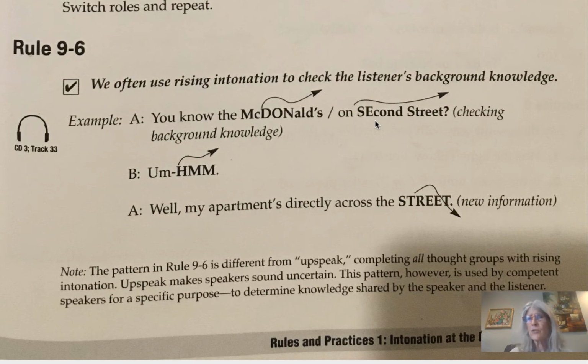Now, if I'm sure that they know, I could say, you know the McDonald's on 2nd Street. See? If I'm sure they know, I'm going to drop my voice because I'm making more of a statement. But if I'm pretty sure or I'm not sure that they know, then it's a confirmation, just like you've learned before. It's a rising tone for confirmation. We call that checking for background, the listener's background, okay?